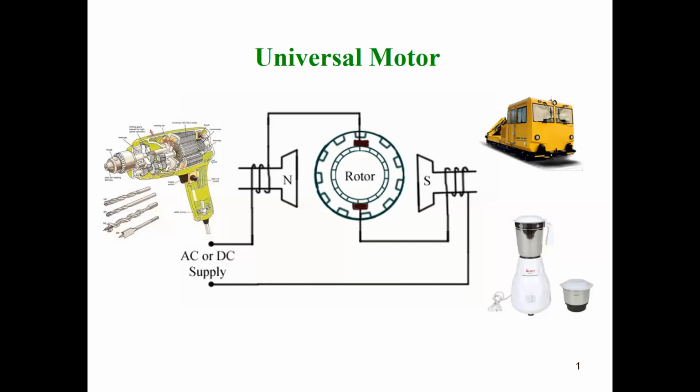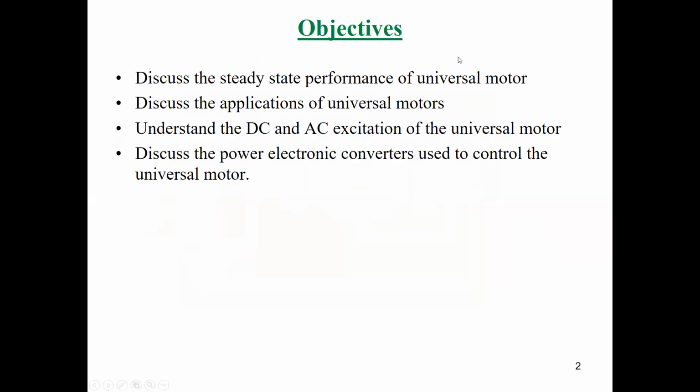Today, inshallah, we will start a new type of machine, which is the universal motor. We discussed some motors before. These are the objectives of today's lecture. We will discuss the steady-state performance of the universal motor, its applications, and we'll understand the DC and AC excitation of the universal motor. We'll also discuss the electronic converters used to control universal motors.